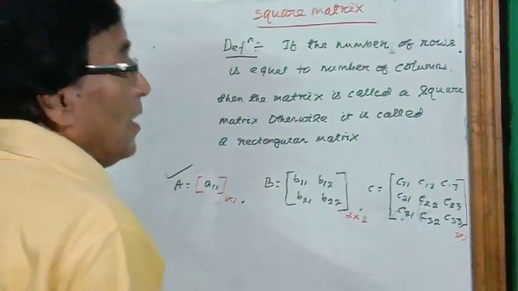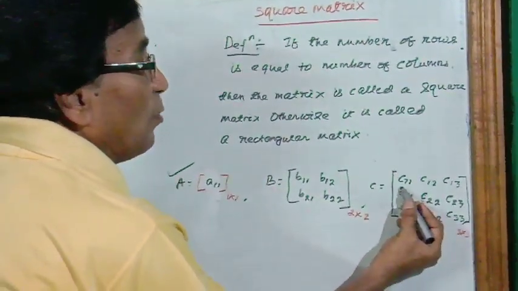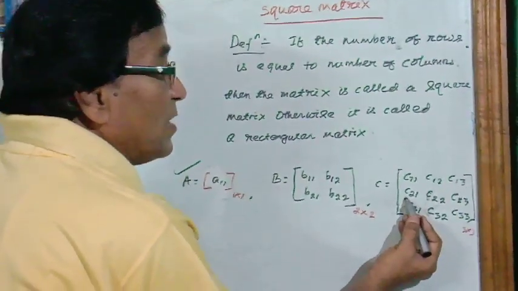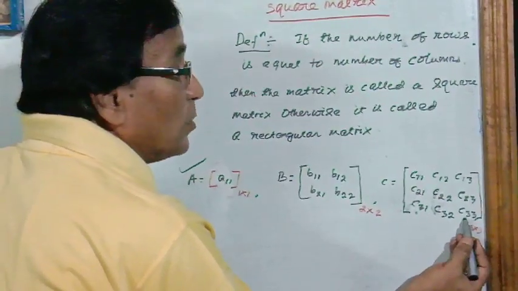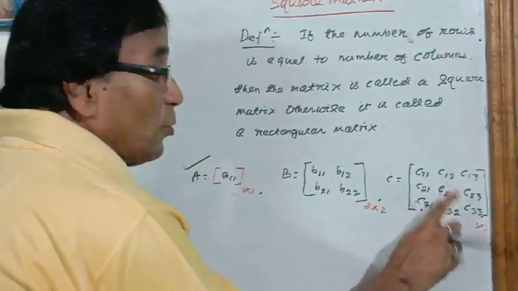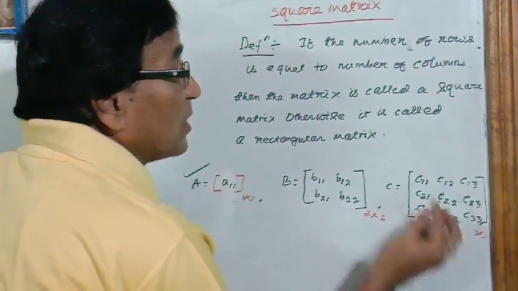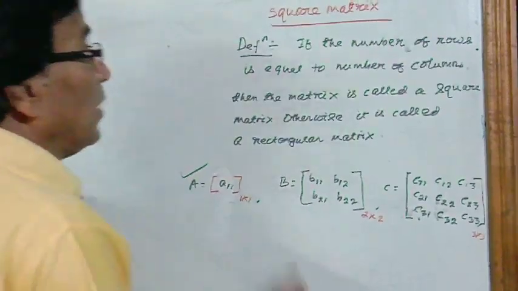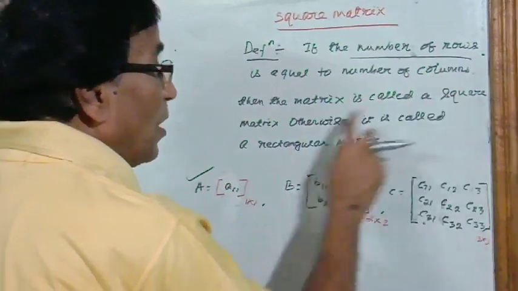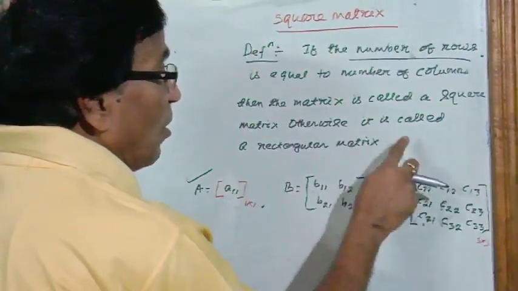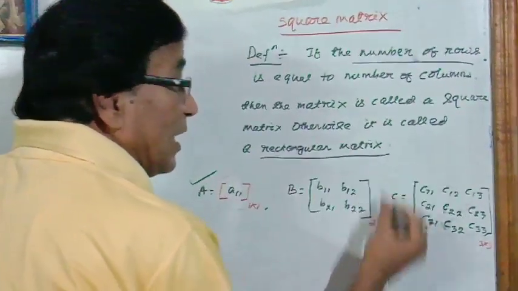Similarly, again, if we construct a square matrix of order 3 cross 3, then it will be matrix C11, C12, C13, C21, C22, C23, C31, C32, C33. It is also a square matrix of which order? Of 3 cross 3 order, because it has 3 rows and 3 columns. So, if the number of rows is equal to the number of columns in a matrix, then that matrix is called a square matrix. If it is not a square matrix, then it is called a rectangular matrix.